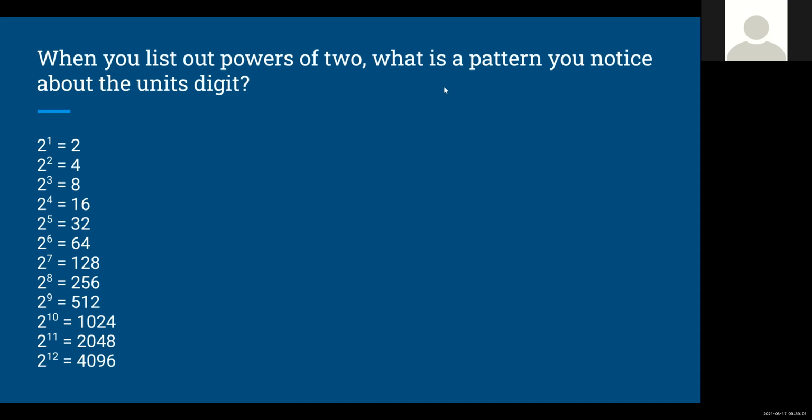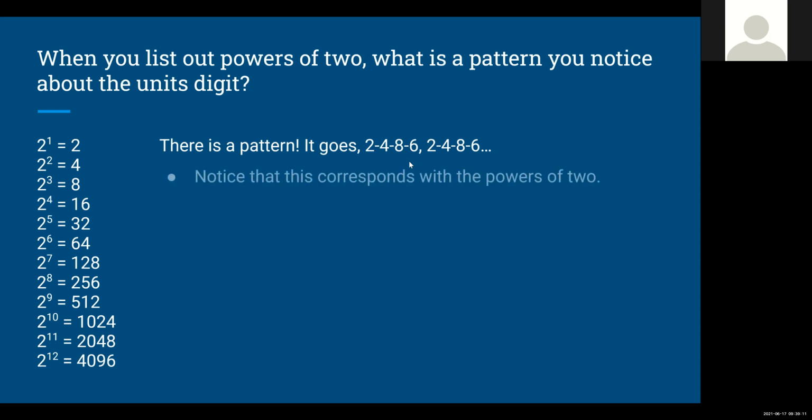All right, so I'm getting some answers. The correct answer is that there's a pattern. We can see it's 2, 4, 8, 16, so the units digits are 2, 4, 8, 6. And then we have 32, 64, 128, 256, so the units digit again is 2, 4, 8, 6. Now we need to notice how this corresponds with the patterns of powers of 2. Since we have a cycle of 4, we can use that to our advantage.